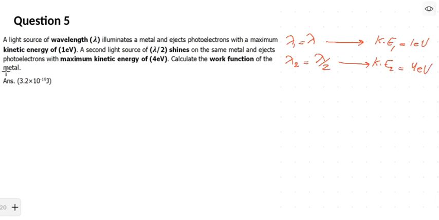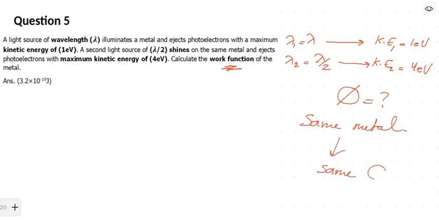Because if I don't understand the given like this, it's very hard to find the answer. So it's asking for the work function of the used metal. I use the same metal. This is very important. Same metal means same work function. So we're changing the light, the kinetic energy is changing, you see? But the metal is not changing, so the work function is not changing.